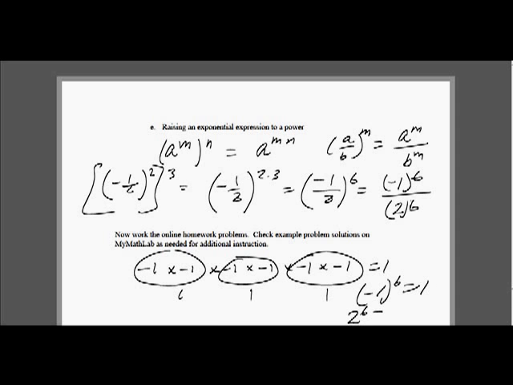You can calculate 2 to the 6th power and find that it is 64. So we can write then that minus 1/2 squared raised to the 3rd power is equal to 1/64.